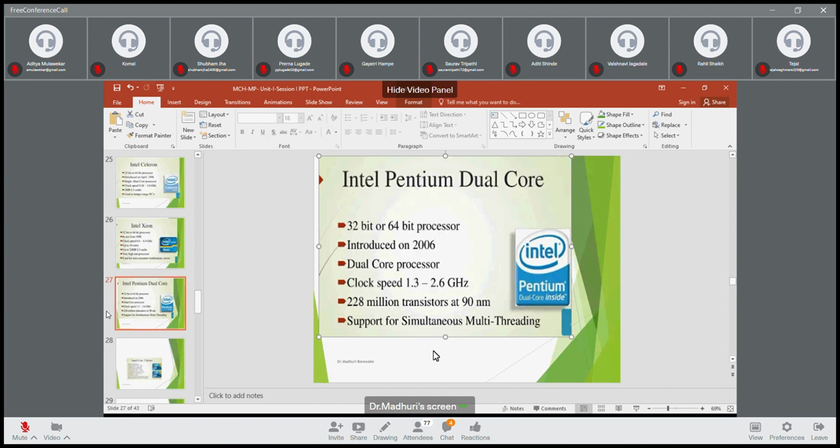Okay, and because in the single core also they had included the concept of multi-threading, they are trying to implement that concept of multi-threading in this dual core also. Okay, now next.